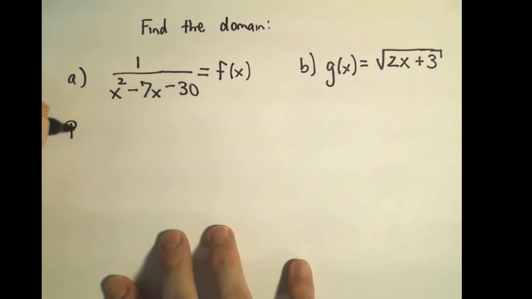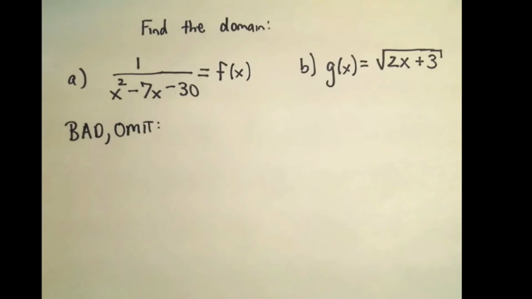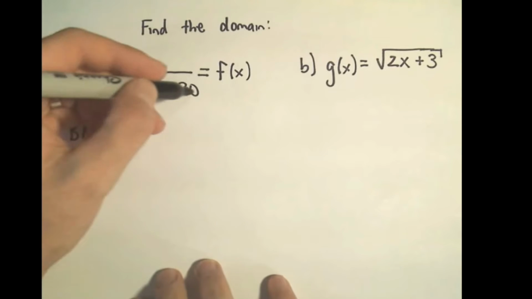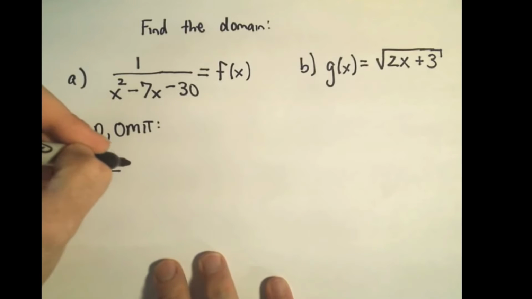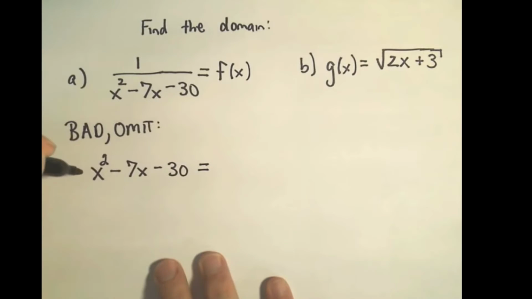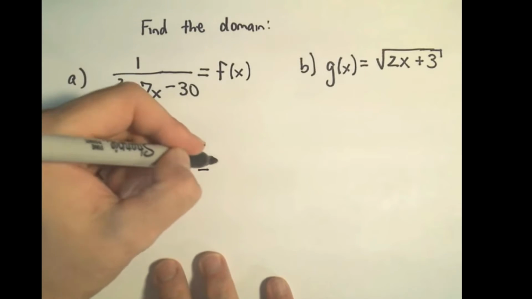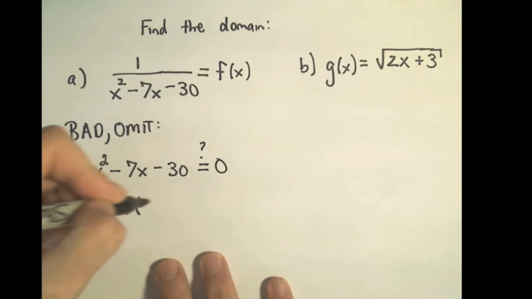So to me, the values that I must omit for this first equation, I don't want any value of x that makes the denominator 0. So I'm basically thinking, what makes the denominator, x squared minus 7x minus 30, equal 0? Well, we just hopefully factor this.